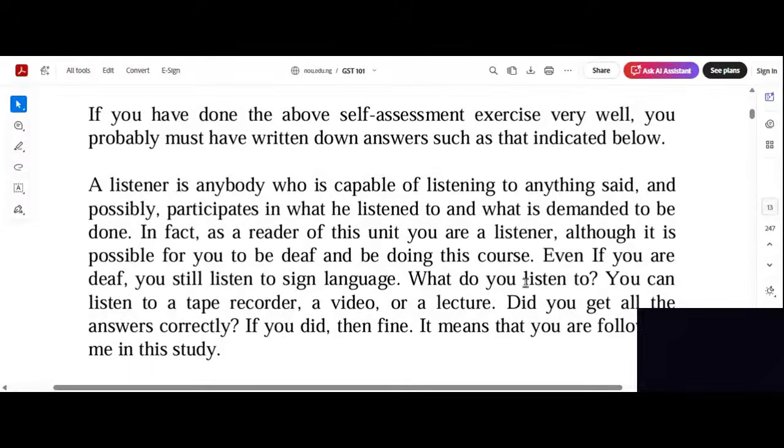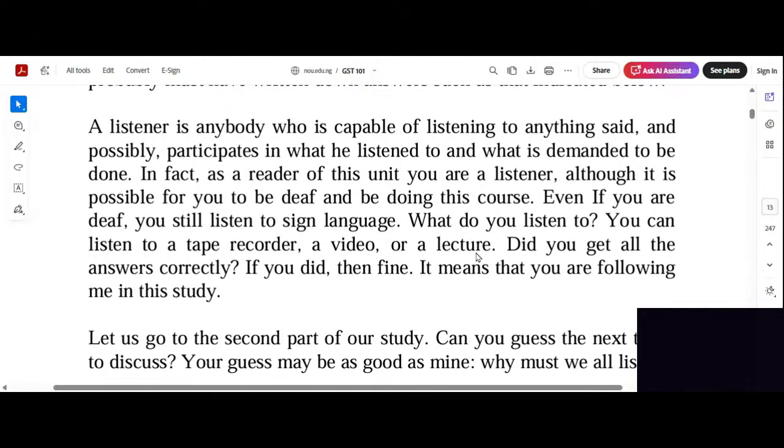So, what is the next thing we are concerned about? You can listen to a tape recorder, a video, or a lecture. Do you get all the answers correctly? If you did, then fine. It means you have been following this study. Well, so let's see. What do you listen to? You listen to a tape recorder, video, lecture, radio, television, anything you can imagine, you listen to.